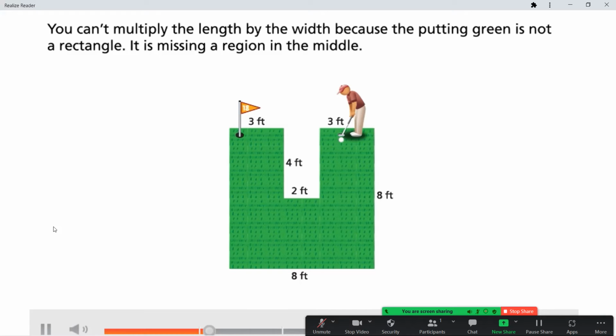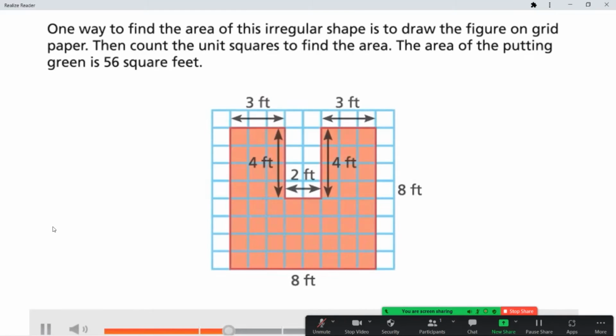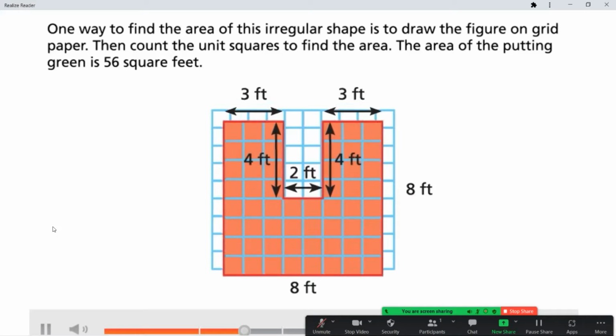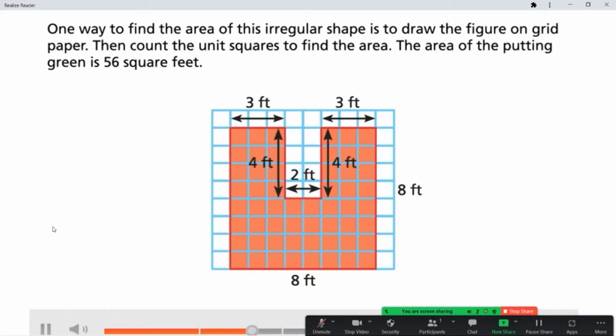You can't multiply the length by the width because the putting green is not a rectangle. It is missing a region in the middle. One way to find the area of this irregular shape is to draw the figure on grid paper. Then count the unit squares to find the area. The area of the putting green is 56 square feet.